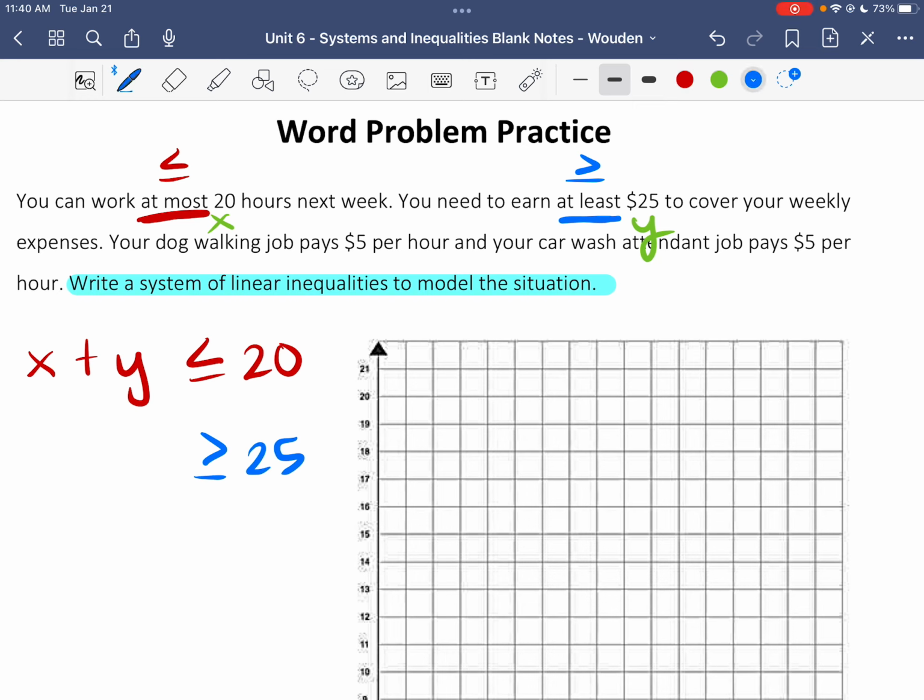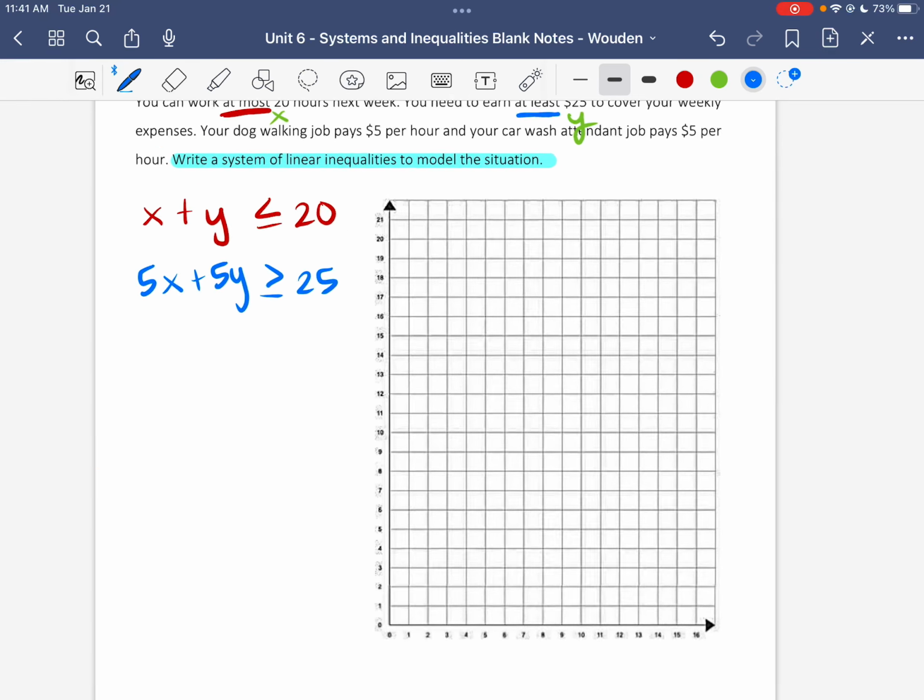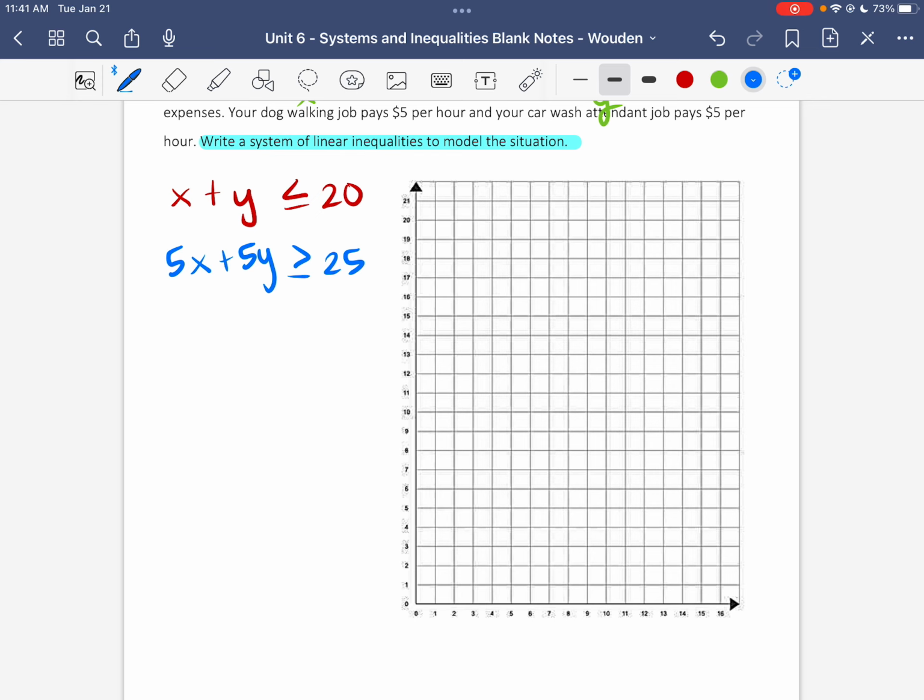My second inequality is we're talking about how much we're paid per hour. So my dog walking job pays $5 per hour. So I'm going to do 5 times my hourly rate at my dog walking job is $5. Okay. My hourly rate at my car washing job is also $5. Okay. So X is representing how many hours we work at my dog walking job. Y, how many hours I work at my car washing job. Okay. I just wrote a system of equations for this word problem. So now all we have to do is graph these.